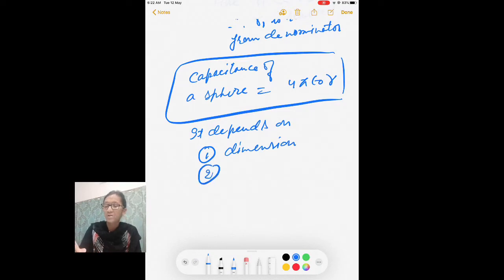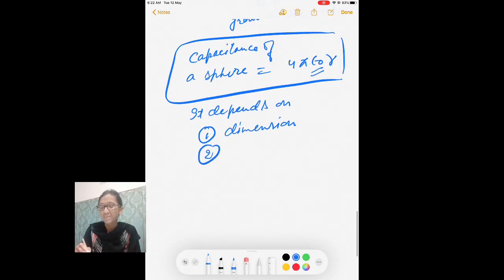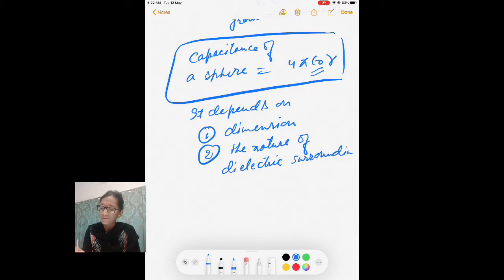It depends on, due to this epsilon naught, it depends on nature of dielectric that is surrounding this sphere. Nature of dielectric surrounding the sphere.